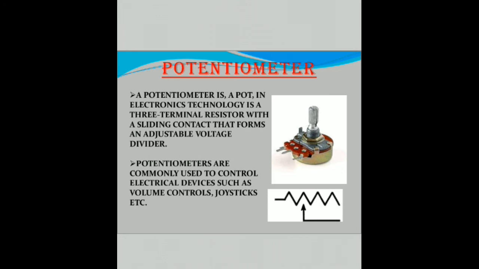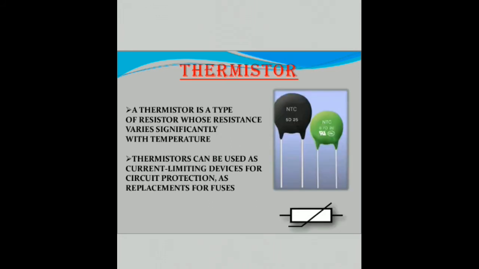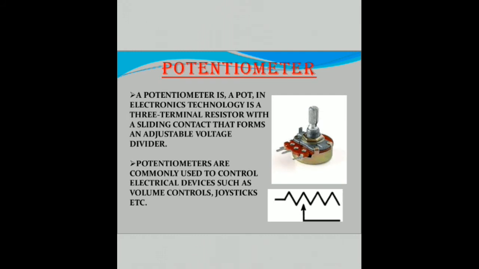So the potentiometer is a 3-terminal device, meaning it has 3 terminals. Among the 3 terminals, the middle terminal is used to vary the resistance. If we vary the resistance, the voltage drop changes automatically and we are able to control the voltage. So we use the potentiometer. Potentiometers are commonly used in electrical controls such as volume control and joysticks, etc. Joysticks are also used for gaming purposes, and these also use a potentiometer.